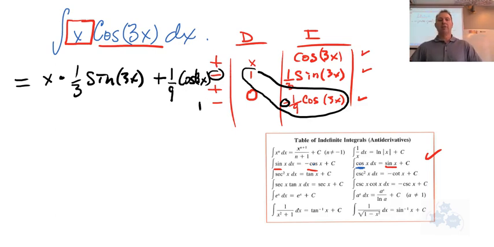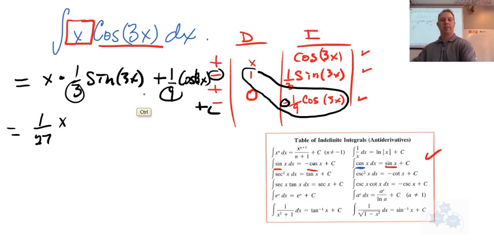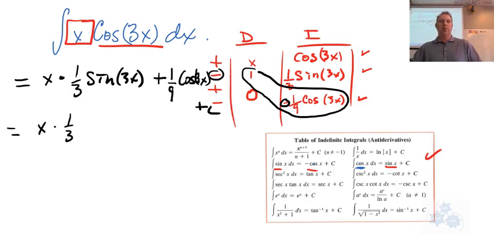Okay. Now plus c, we don't want to forget about plus c because it's an indefinite integral. But now I can combine, I can simplify this a little bit, right? So it's going to be what? 1/3 times 1. Oh, my bad. There's a plus there. Sorry. Let's just do this as x times 1/3 sine 3x plus 1/9 cos of 3x plus c.